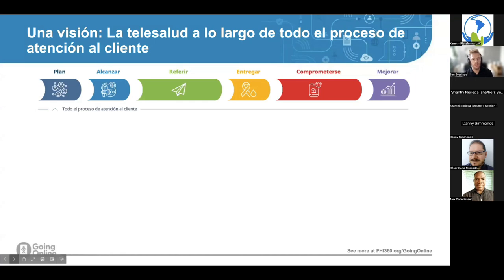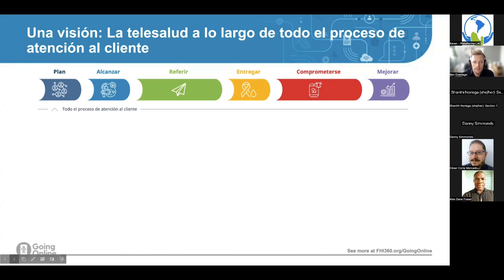So first, I would like to provide some context for social media demand generation. Here, I will present a more comprehensive framework for the use of virtual and telehealth approaches across the client care continuum. The series of steps you see here was based on the HIV services cascade. However, they were adapted to be more broadly useful across other health areas.